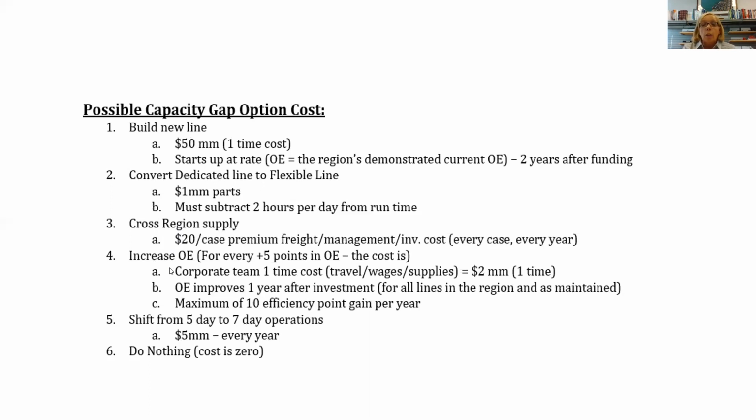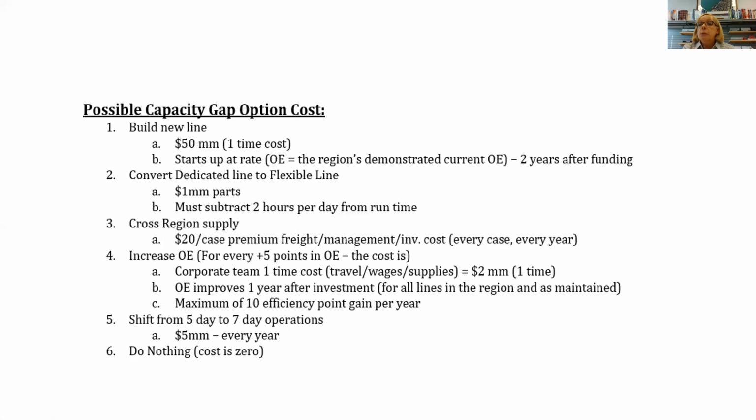If we want to increase our operating efficiency, we're also going to have to make an investment for every 5 points. So if we're at 75% operating efficiency and we want to increase it up to 85%, that would be 10 points. And that's going to cost us $2 million a time. So that would be $4 million if we increase it from 75 to 85. But if we went from 75 to 80, which is just 5 points increase, it would only cost us a one-time cost of $2 million. It also takes us a year to be able to increase that operating efficiency.